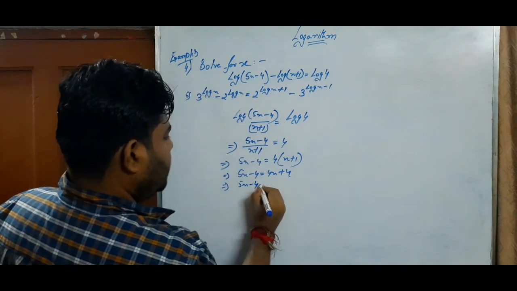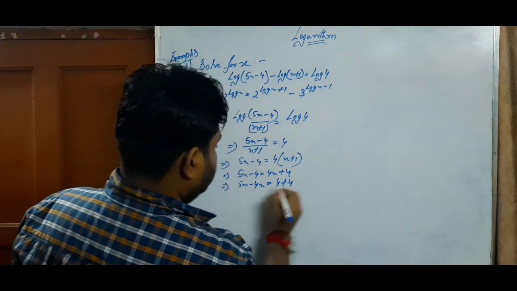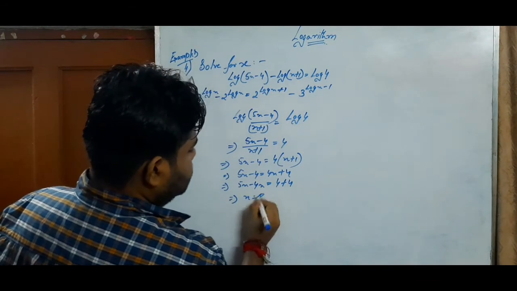5x minus 4x equals 4 plus 4. Therefore, x equals 8.